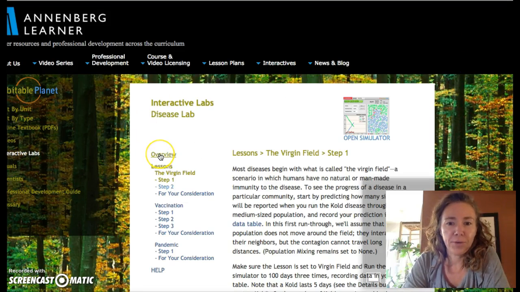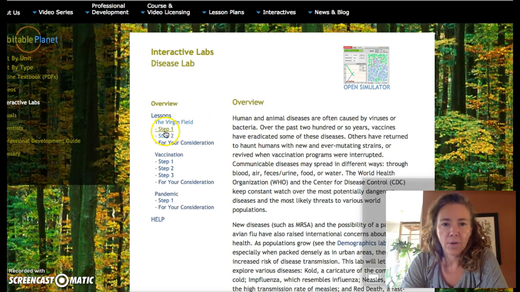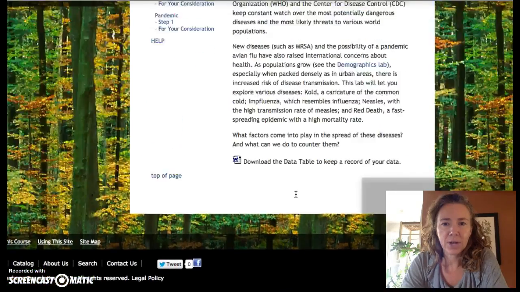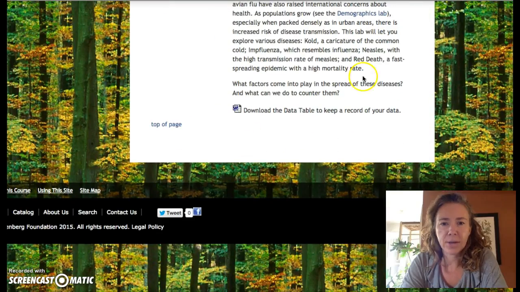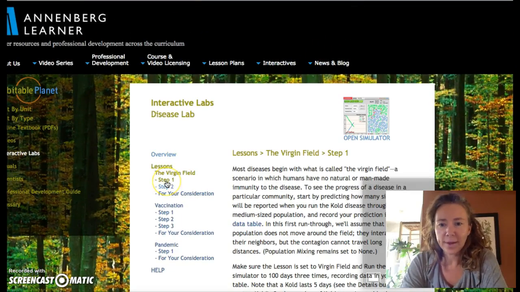Over here is the overview. The overview is going to tell you a little bit about how certain diseases caused by viruses in particular or bacteria affect human and animal populations and how they're spread. What we really want to look at are the simulations. After you read through here, it talks about the data table. You can also download the data table here if you can't find it on Schoology. Let's go to step 1.